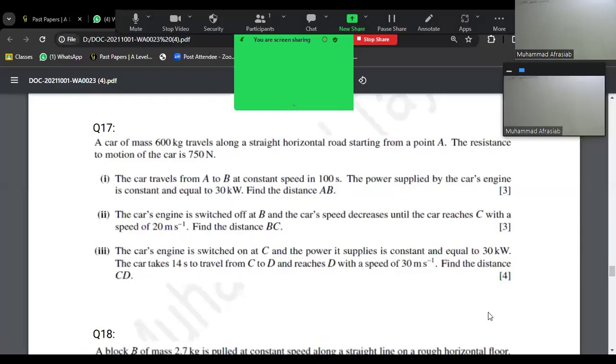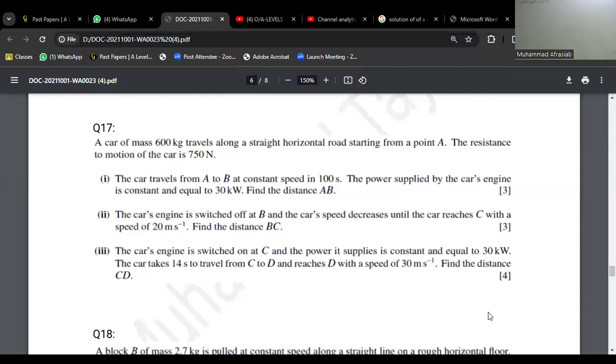We're now solving the next question, question 17 of this exercise for the work, power, energy topic in M1. The question statement is: a car of mass 600 kg travels along a straight horizontal road starting from the point A.